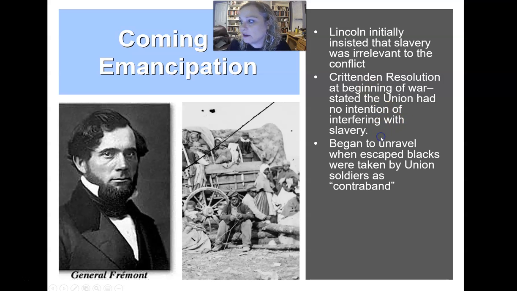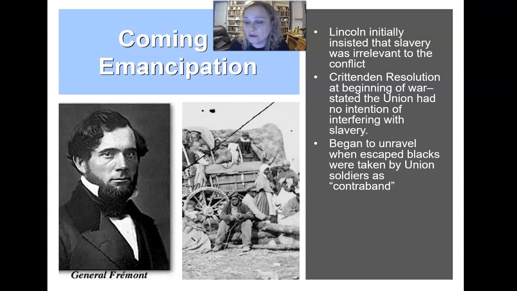This starts to unravel when the Union does win some battles, and when they win battles, some of the slaves come over, and what do they do with them? Do they free them? What do they do with these slaves on the plantations that they get? So they dubbed them contraband, much like property, so they confiscated them, okay, and eventually did free them.